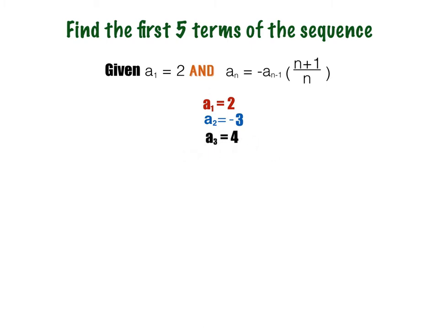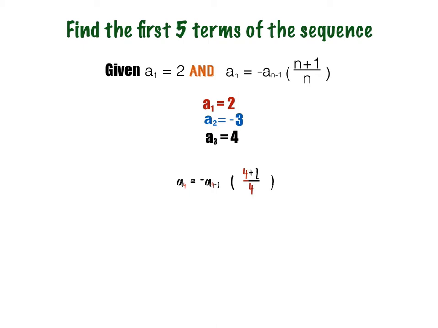So you notice that there's a pattern that's kind of building. You have 2, negative 3, 4. Now there's not a ratio that's being formed here, so this is not going to be a geometric sequence.